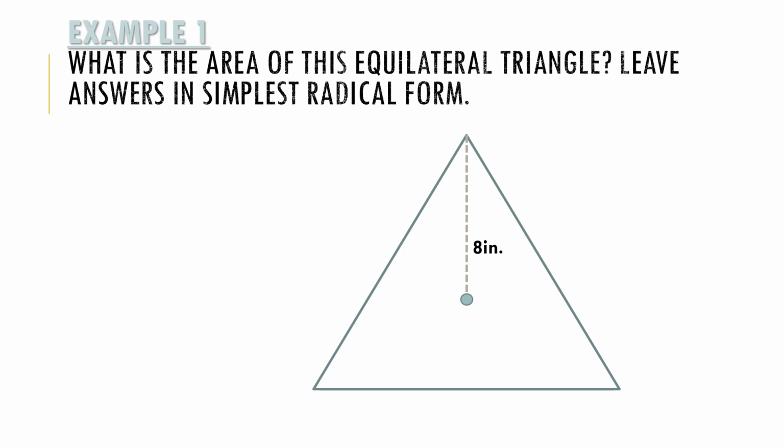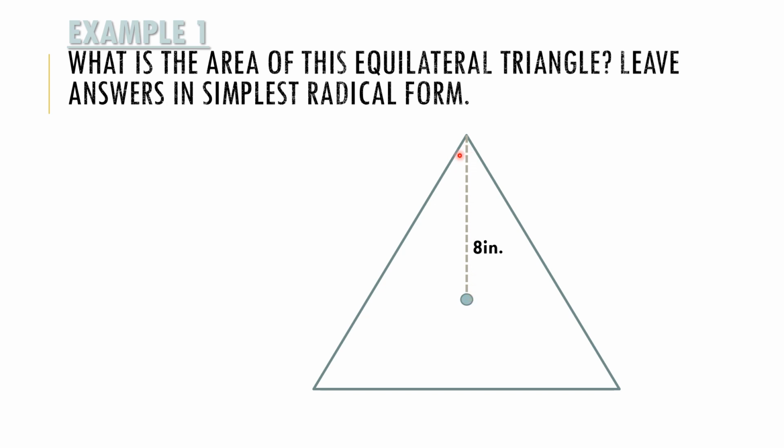So here's example 1. It says, what's the area of this equilateral triangle? So remember, equilateral means all the sides are the same. So that means we're going to have all equal sides. We're going to have 60 degrees in all the angles here. So it's a regular triangle essentially, but we use that word equilateral for it. It says to leave your answers in simplest radical form. So we're not going to be multiplying anything out yet. And they give us the length here of 8 inches.